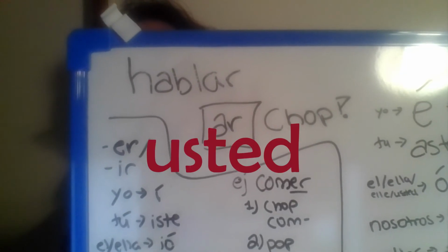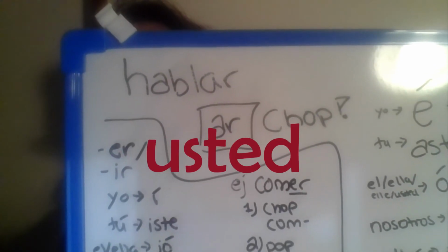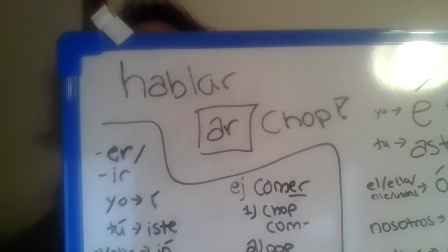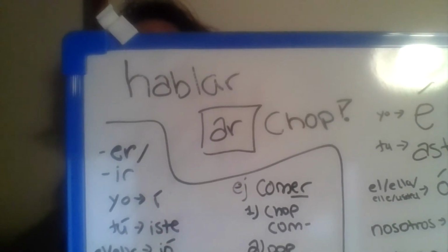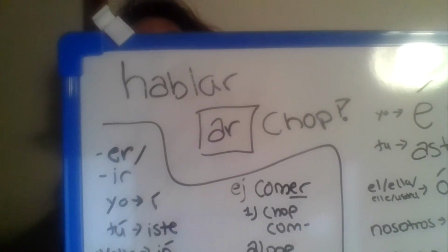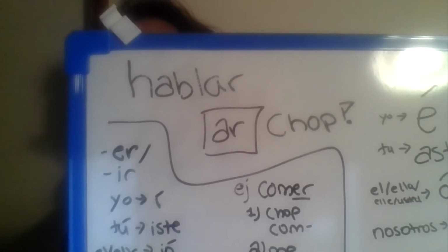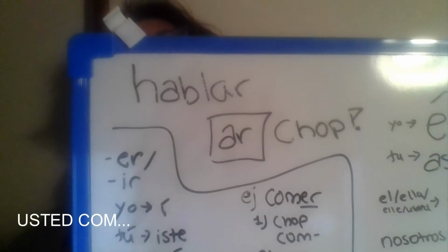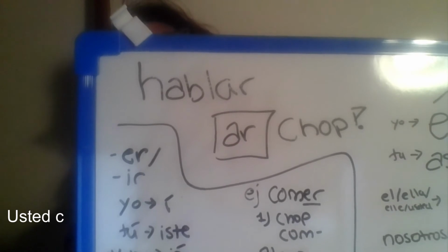All right, what about usted? Usted takes the form of él, ella. So how would you say to me, señora, usted ate pizza yesterday? Usted comió. Where's the accent? It's over the O. Okay? So that's pretty neat.